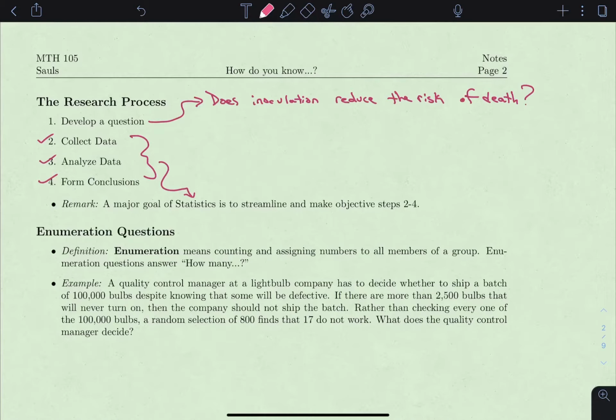And statistics, in part, goal is to make it objective steps 2 through 4. So to streamline them, so there doesn't have to be as much thought. After the data is collected, you just run the numbers, and there's kind of a systematic approach. Now, creating that systematic approach is a very creative and difficult endeavor, but after you learn the techniques, there is a bit of stepping back and letting the numbers speak for themselves after you've invented the way to analyze them. And that's a good thing because it can reduce bias.